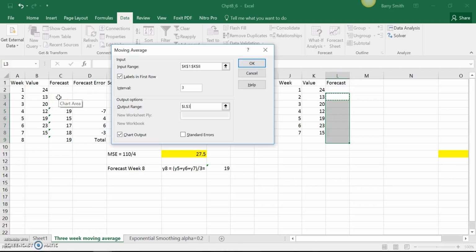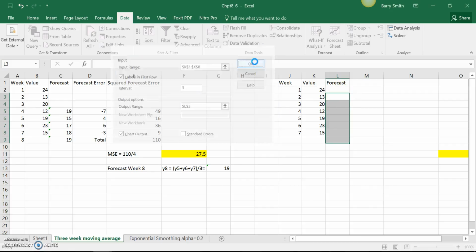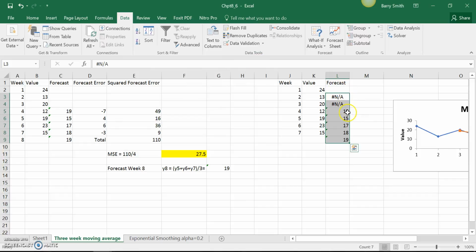Because it's a moving average of 3 weeks, really it puts it down here, but the way Excel works, you put it in the one below that, and then you say you want the chart output and hit enter, and then it shows you what we have here. It says there's not 3 weeks here, so that's not applicable. There's not 3 weeks up there, so that's not applicable. So that's our first one.